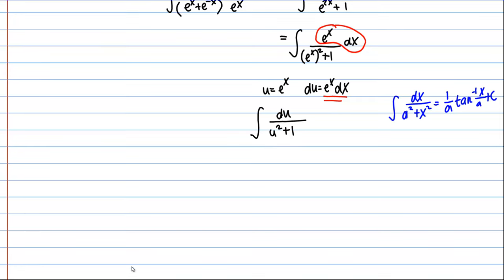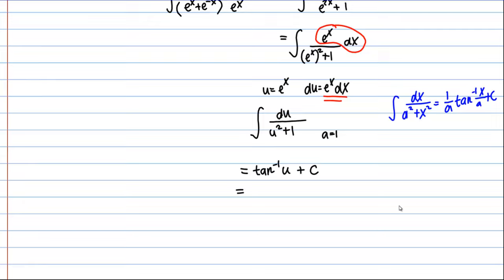And here we have this form, right? u is our variable. We have u squared, that's like my x squared, plus 1. So here a just equals 1, right? 1 squared is 1. So then what am I going to get here? 1 over a, well, that's just 1 over 1, inverse tan of x over a. So here u over 1, and then plus c.